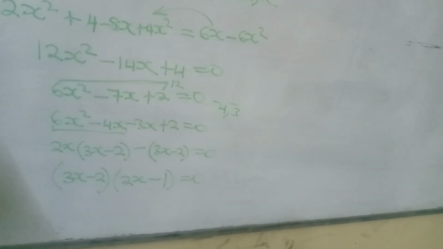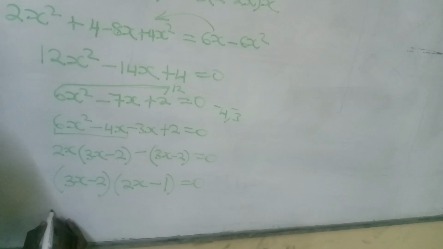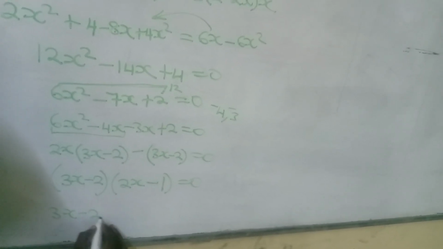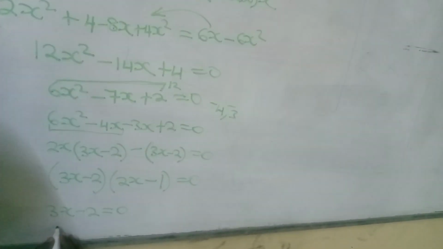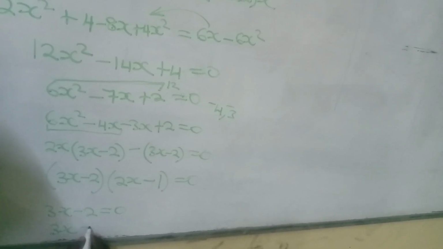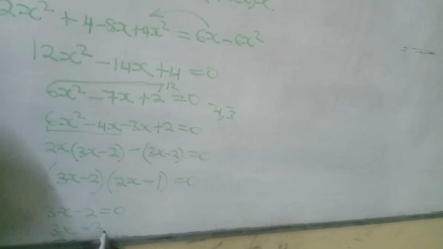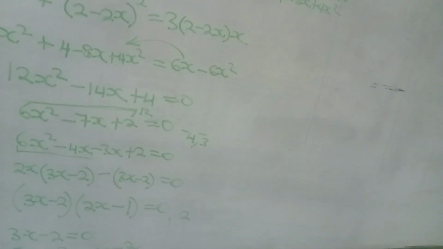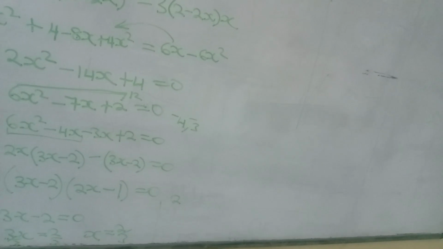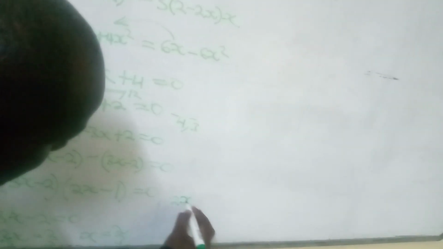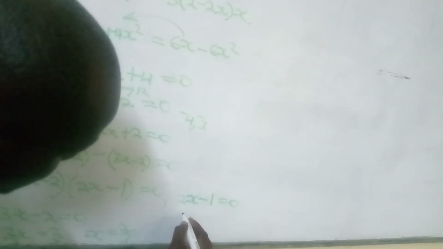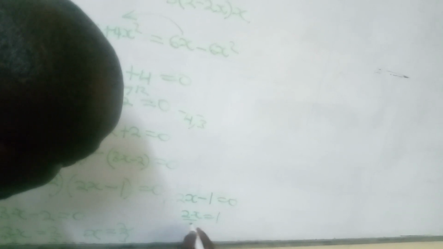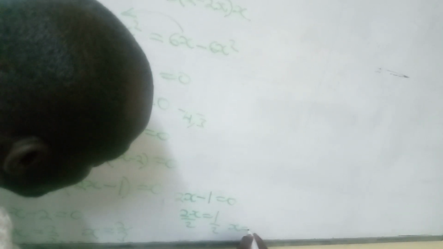So now to get the value of x, we equate each bracket to 0. So 3x minus 2 is equal to 0. So 3x is equal to 2, divided by 3, divided by 3. So it means that x is equal to 2 over 3. Whereas the other side, it is 2x minus 1. So 2x minus 1 is equal to 0. 2x is equal to 1, divided by 2. So x is equal to a half.